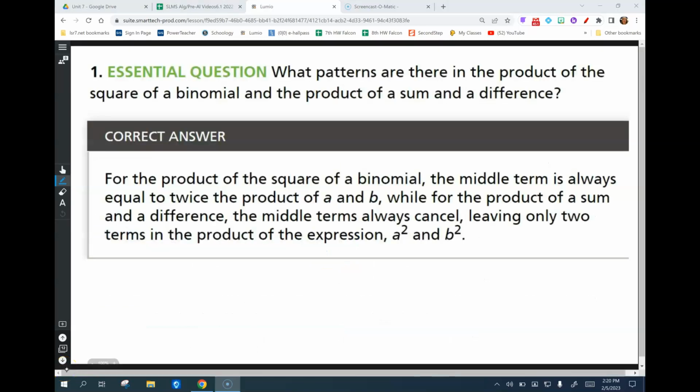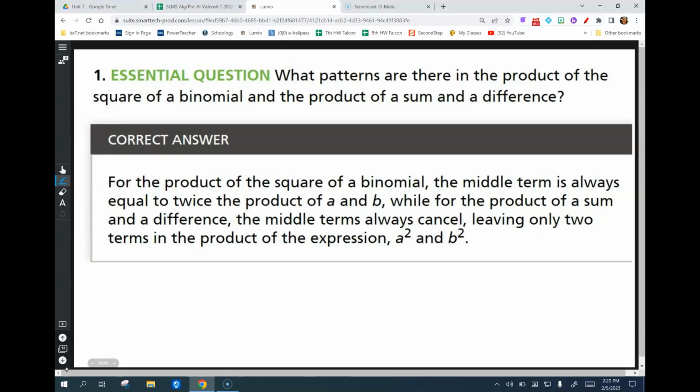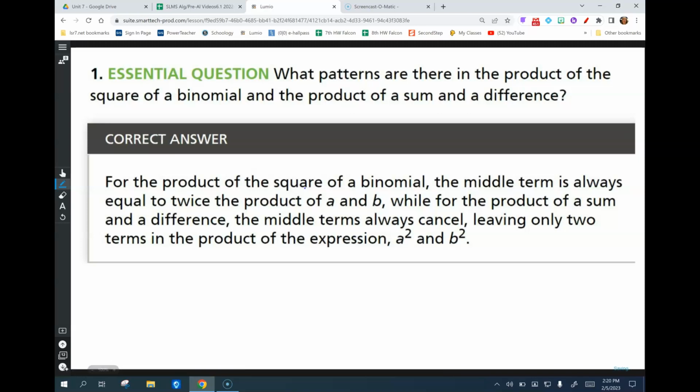Now we're on page 148 with the essential questions and the review. And it says, what patterns are the same in the product of the square of a binomial and the product of a sum and a difference? I liked their answer. So if it's the product of the square, so this is a perfect square trinomial, the middle term is always twice the product of a and b, while the product for the sum and difference, the middle term is always canceled out, leaving just the a squared and the b squared. So we have the difference of squares is what we're talking about here. This is a perfect square trinomial, which is a trinomial, so it has to have a middle term.